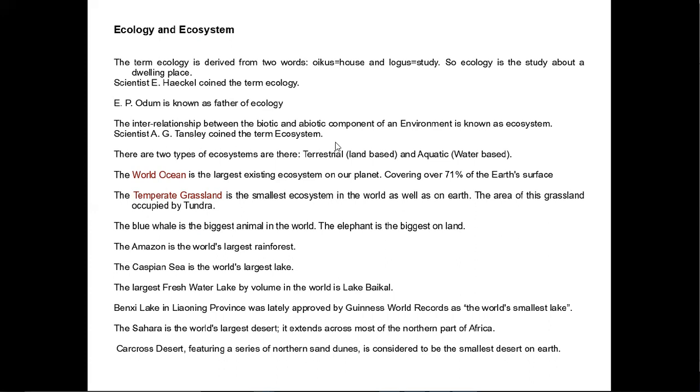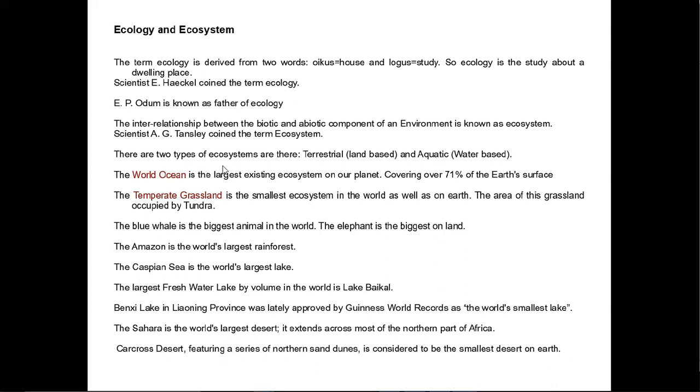And what is an ecosystem? You know that there are two components of the environment, one is biotic and another is abiotic, and both components are interrelated with each other. So the interrelationship between the biotic and abiotic components of the environment is known as an ecosystem. Then who coined the term ecosystem? Scientist A.G. Tansley coined the term ecosystem.